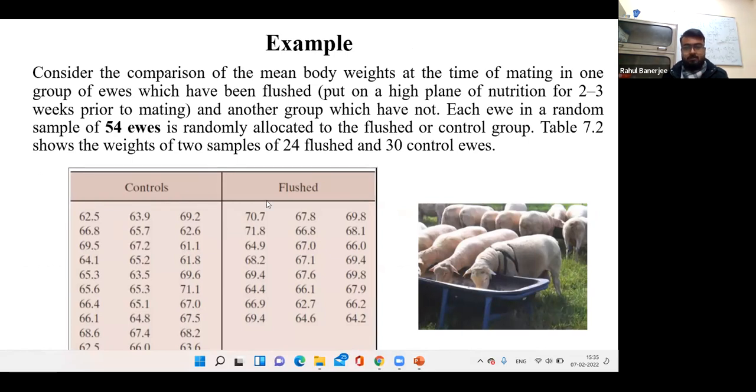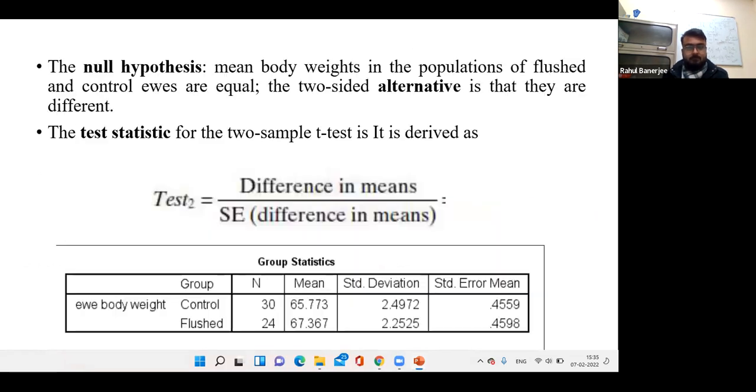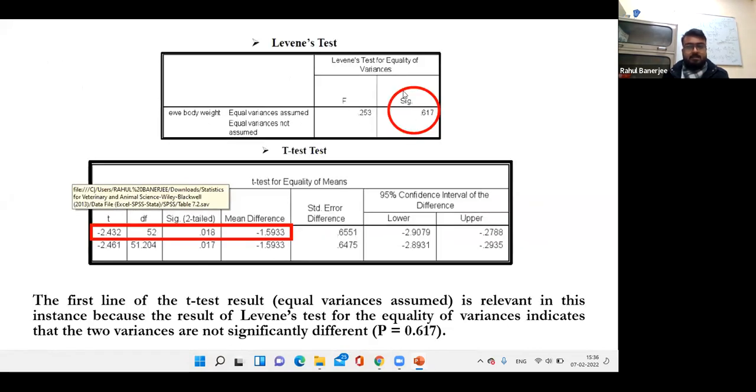So there are 2 groups, control group and flushed group, and we are taking the weight. Now what you do is, the null hypothesis in this case is that the mean body weights in the population are equal, and the alternative hypothesis is that they are different. So you perform this difference in mean by standard error test, and after the group statistics, you get the Levene's test showing equality of variance, and this is something that you get.